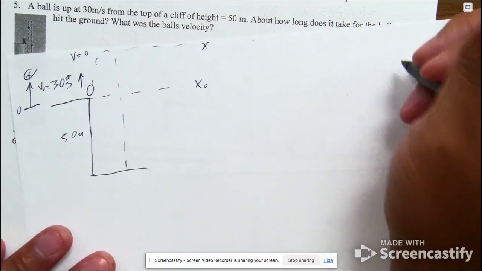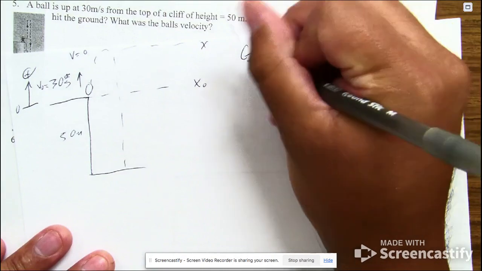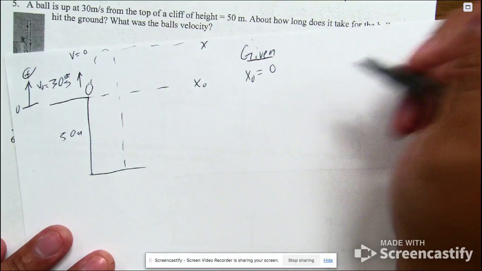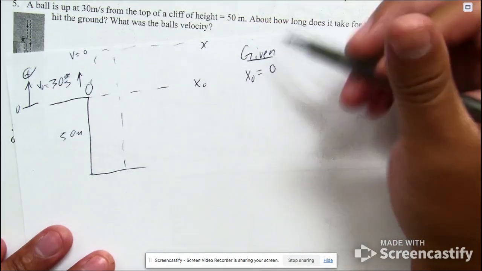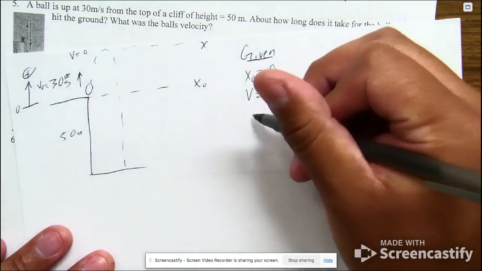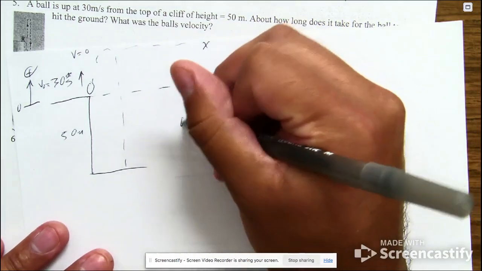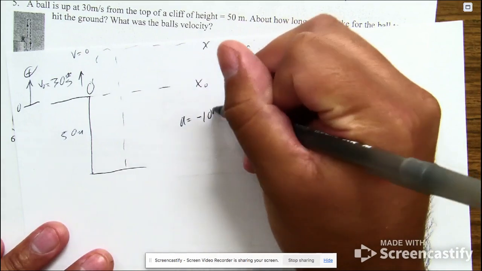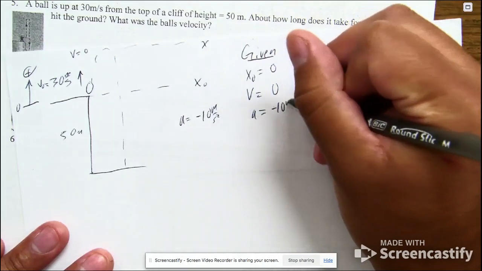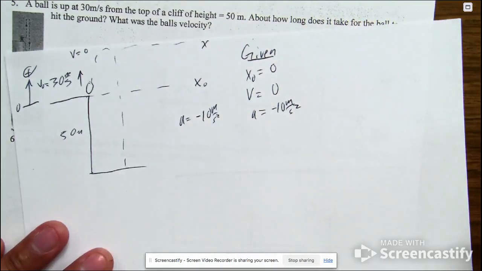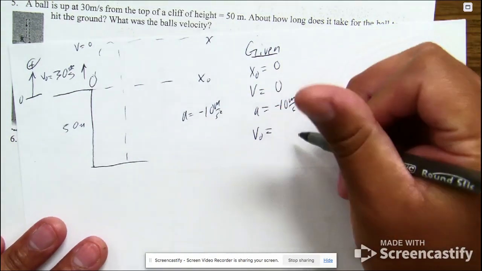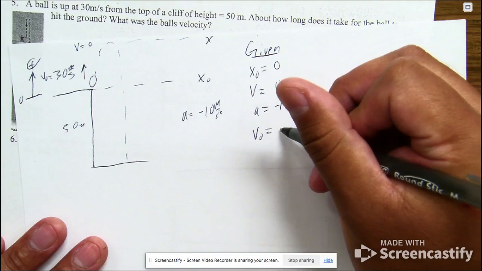Okay, given, what do I know? I know that my initial position is 0. I don't know my final position, but I know my final velocity is 0. I know acceleration, let me define acceleration, is negative 10 meters per second squared, because I'm calling up positive. And I know my initial velocity is 30 meters per second.